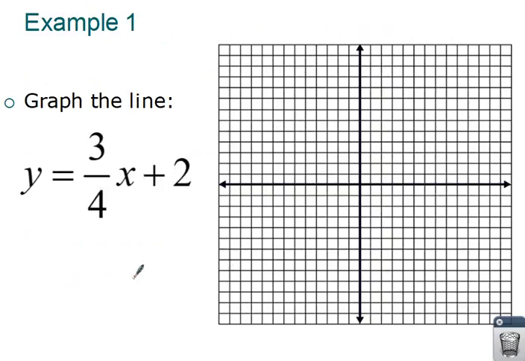All right, so let's try this. Is it in slope-intercept form? That's your first question. If you're not sure, pause it, look at your notes, then come back. All right, this is slope-intercept form. y = mx + b. This is your y-intercept. So we start there. We go up 2 and put a dot.